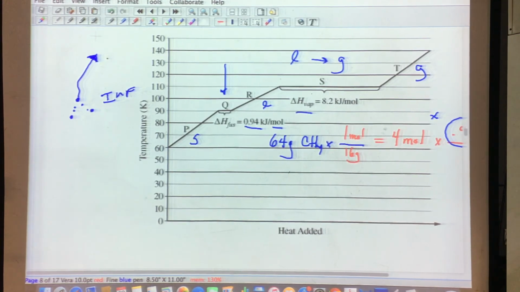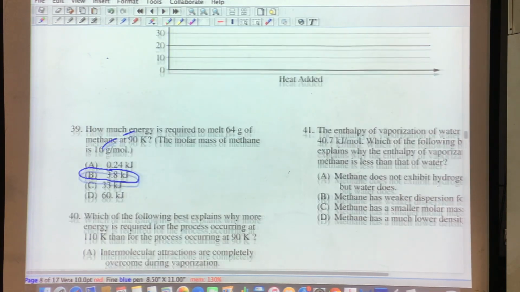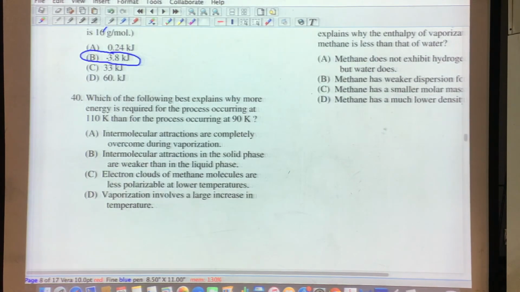So you have to overcome what? Intermolecular forces. So the intermolecular attractions are completely overcome during vaporization. Are they weaker in the solid phase? No, they're stronger in the solid phase. Electron clouds of methane are less polarizable at lower temperatures. And vaporization involves a large increase in temperature.